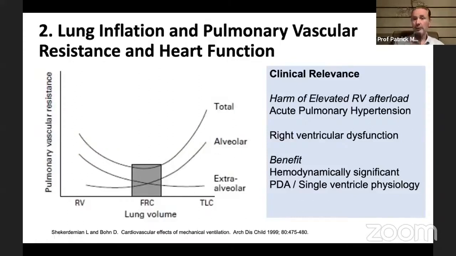And again, this is particularly important if you elevate PVR because of mechanical ventilation. Diseases like pulmonary hypertension, right ventricular dysfunction, you're going to increase the afterload to the right ventricle and potentially lead to more RV dysfunction. There are, however, situations in which an augmentation in PVR may be beneficial, managing the physiology of high volume PDA shunts or cardiac patients with single ventricle physiology.